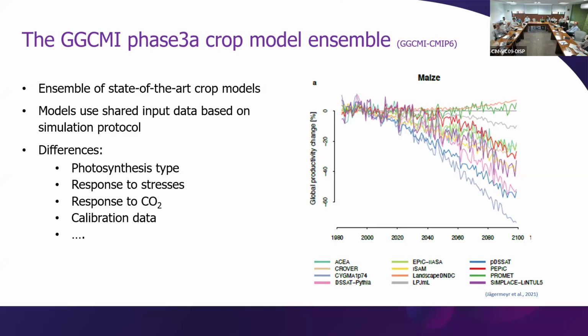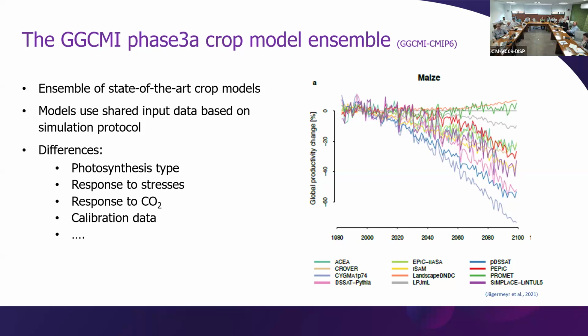So we're looking into the GGCMI phase 3A crop model ensemble, which is a state-of-the-art crop model ensemble. They share a simulation protocol and create simulations based on this protocol that they define beforehand. But because of the different backgrounds and different implementations, there are a lot of differences between the models. For example, the photosynthesis type, the response to stresses, or which stresses are at all available for different crop models, the response to CO2, they're calibrated on different data, and so on. So there's a lot of variability in how they work. And this is also reflected in how they create projections and simulations, especially for the future.